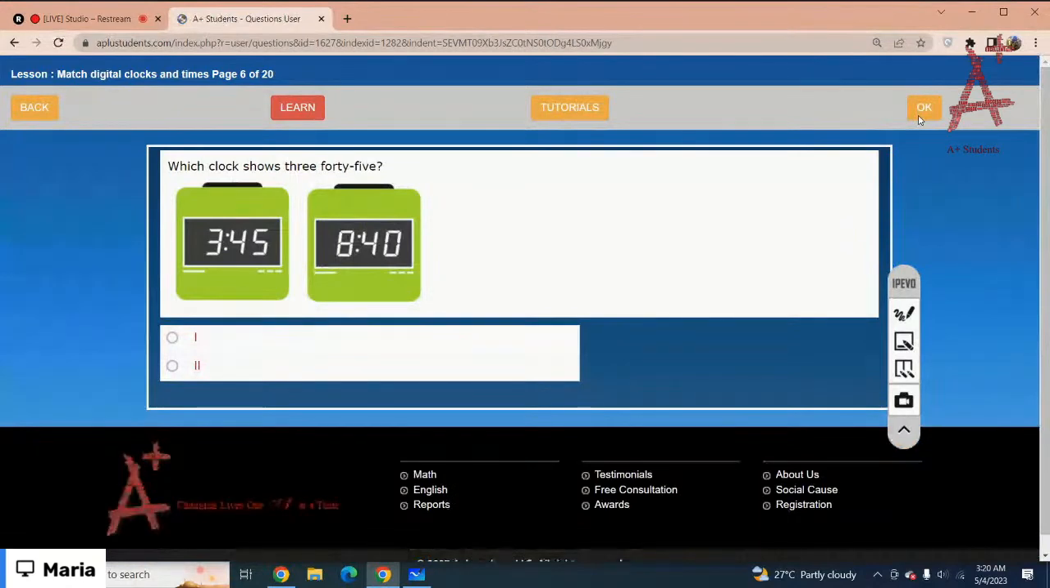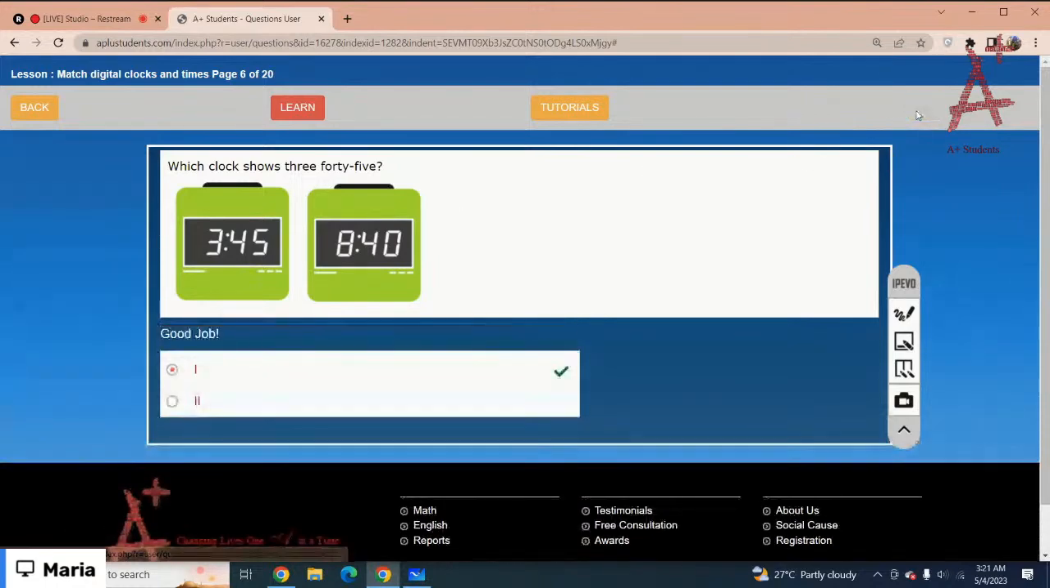Okay, which clock shows 3:45? Which is the correct option? Option 1 or 2? Yes, the first one shows 3:45. You have 3 hours and 45 minutes. It would be option number 1.